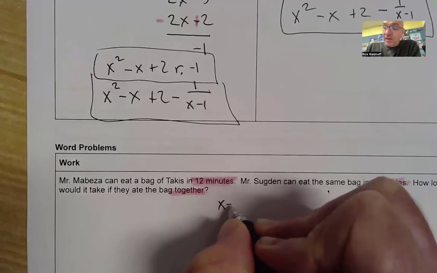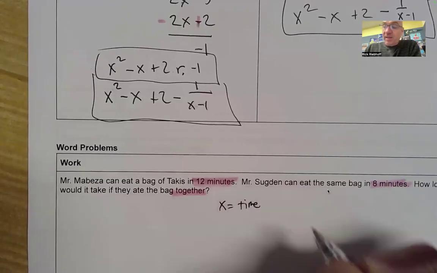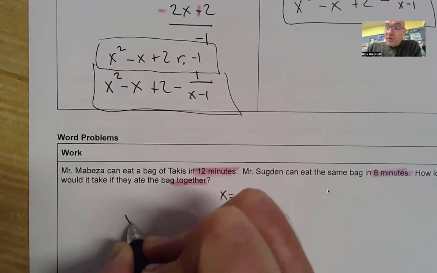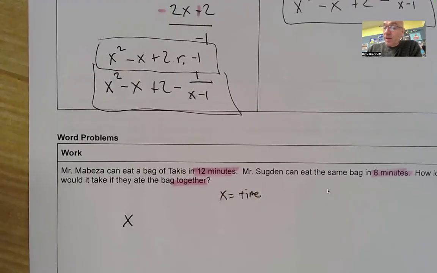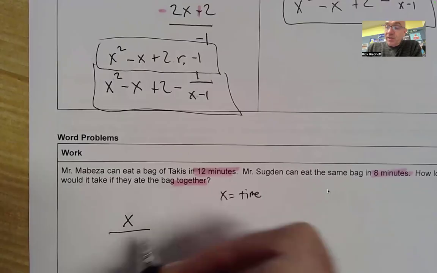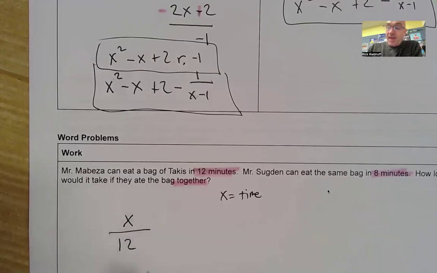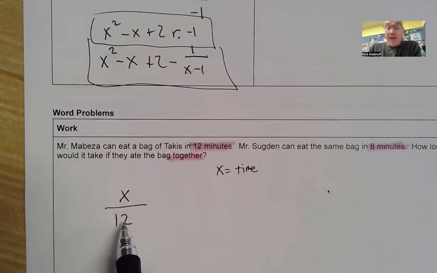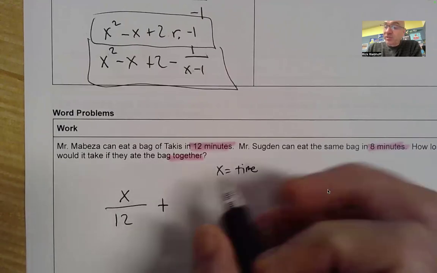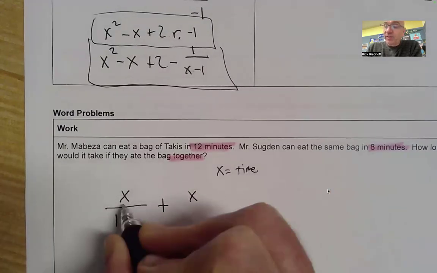So let x equal the time that they eat together. We don't know how long Mr. Mabeza eats, but every minute that he eats, he's going to eat 1/12 of the bag. So 1 minute, 1/12; 2 minutes, 2/12. If he gets to 12 minutes, he's eaten one whole bag. 12 out of 12 is 1, right? We're going to add that to Mr. Sugden.